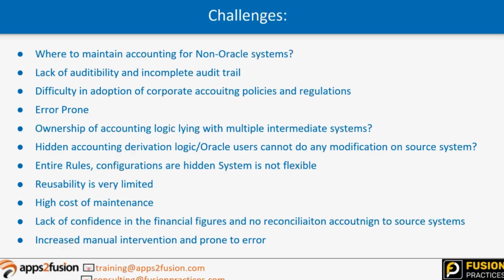Difficulty in adoption of corporate accounting policies and regulations. This is a big point why people choose to implement FAH, because they have certain corporate accounting policies for their consolidation needs, for their headquarters, for their local accounting principles, local GAAP and regulations, which they cannot leverage in different third-party applications when they have operations in different countries. So it becomes really challenging for big organizations to maintain all their accounting policies, because if, for example, they have a loan management system operating in 5 countries.